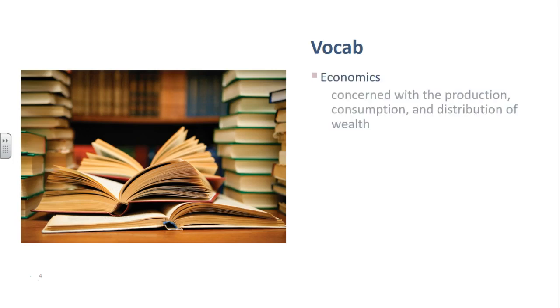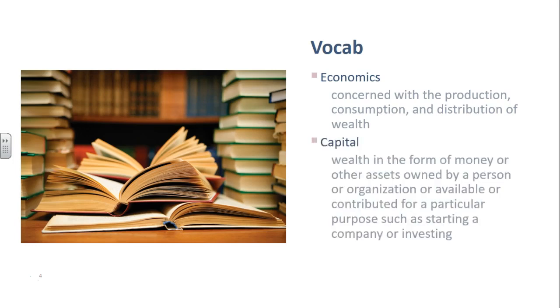Now, diving in, first thing you need to understand if you would like to be successful in this unit is you need to understand the terms we're going to be using time and time again. So the first vocab word is simply economics. And economics is concerned with the production, consumption, and the distribution of wealth. So this is pretty much anything that has to do with money. That's where we're going to get economics.